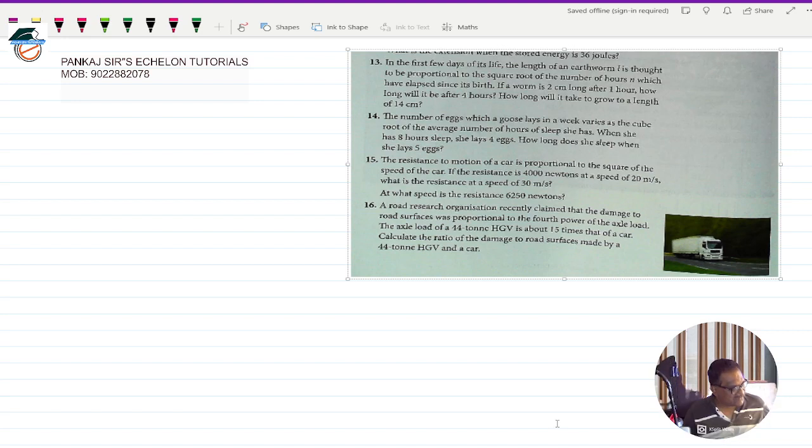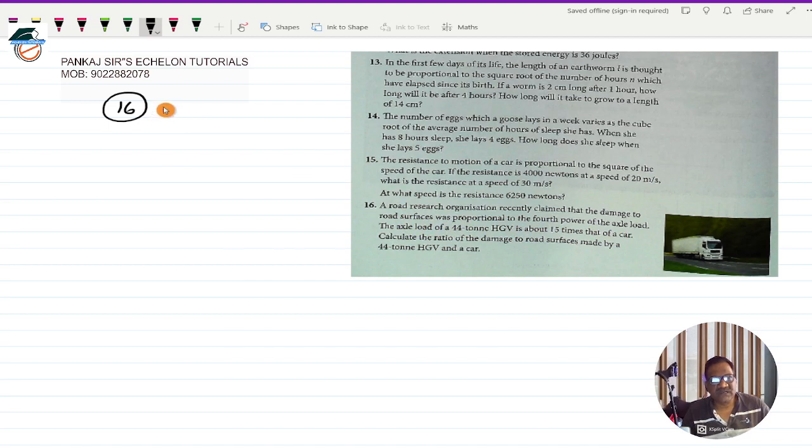Now, this last question, question number 16, is slightly different from the rest of the questions that we did so far. Okay, it's rather a logical question. You have to apply some logic to get to the answer. So the 16th question says that a road research organization recently claimed that the damage to the road surface was proportional to the fourth power of the axle load.